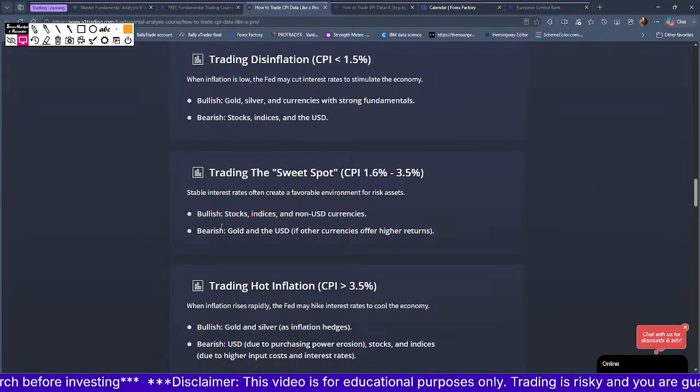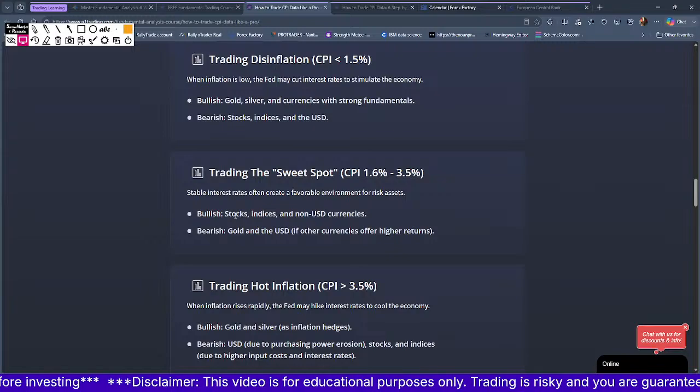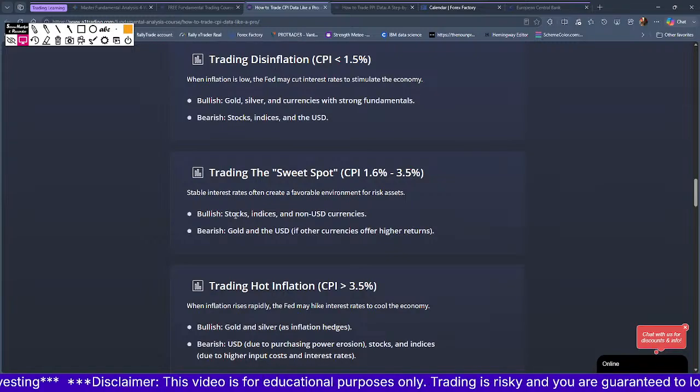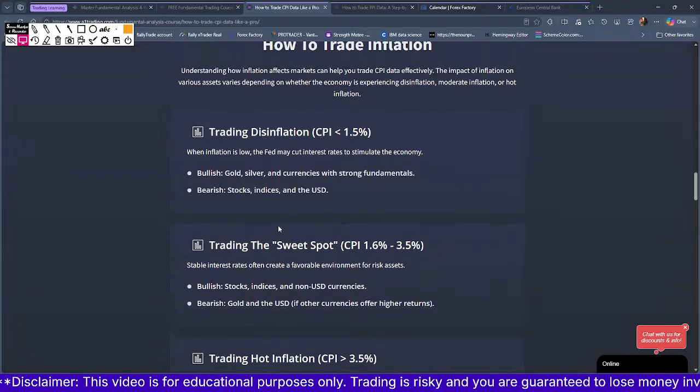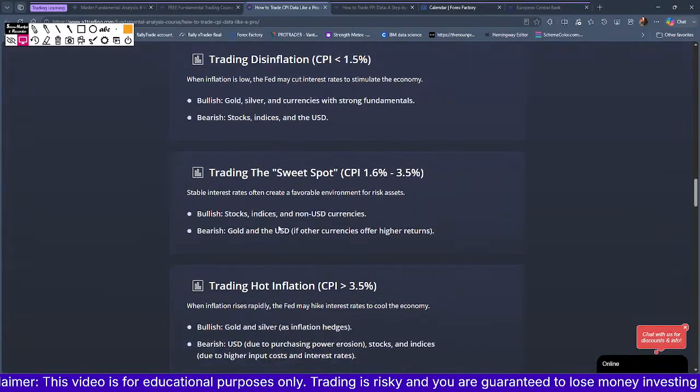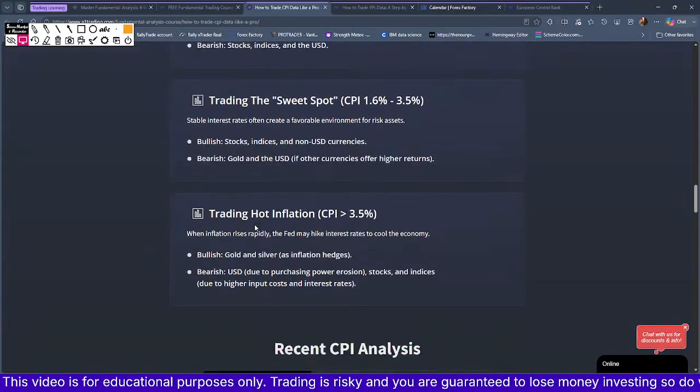And then we have the bearish situation. Things we expect to go bearish are things like gold and the US dollar. Let me explain this a little bit in depth, but I will come back to it. Just give me a second.